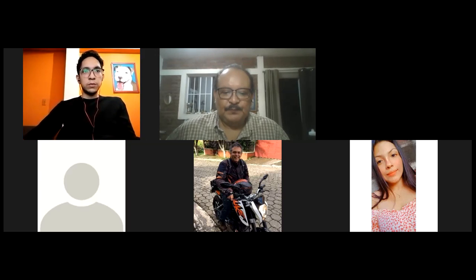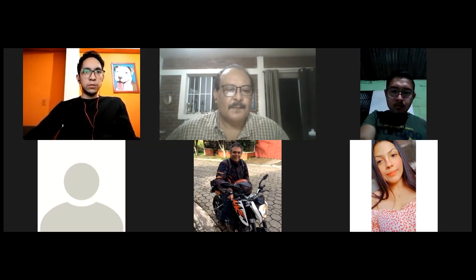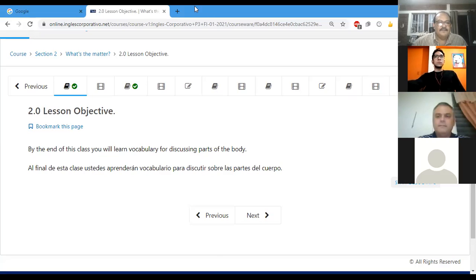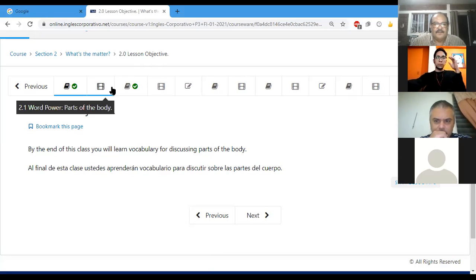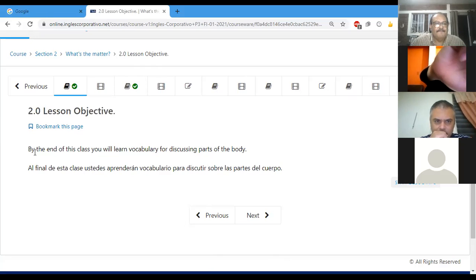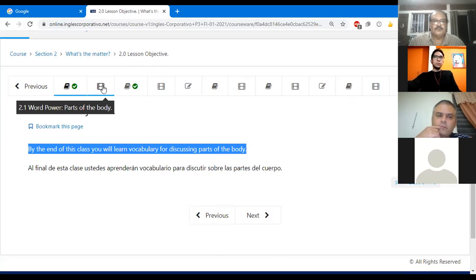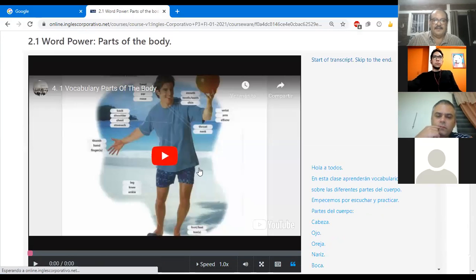Okay, we have to get started today. We have the unit for section 2. Today we're going to talk about body parts, parts of the body. And then it says by the end of this class, you will learn vocabulary for discussing parts of the body. Okay, so then we have this objective here. Talking about vocabulary, vocabulary that refers to the anatomy.